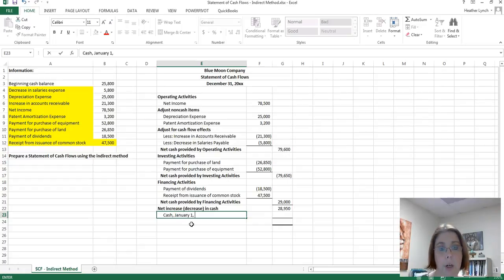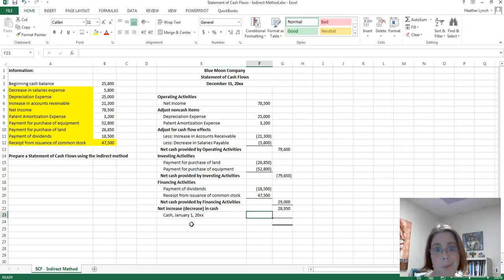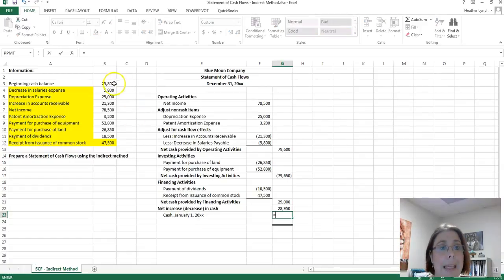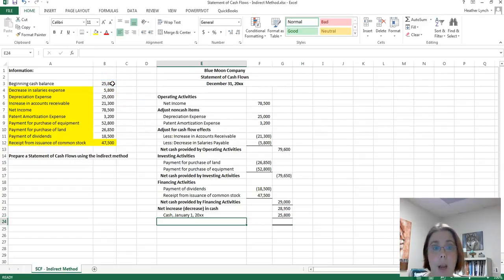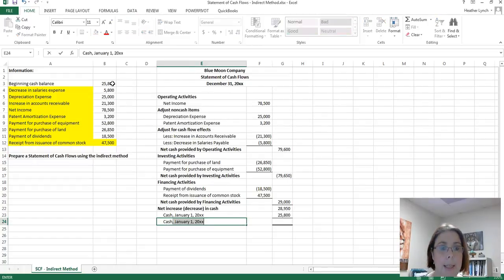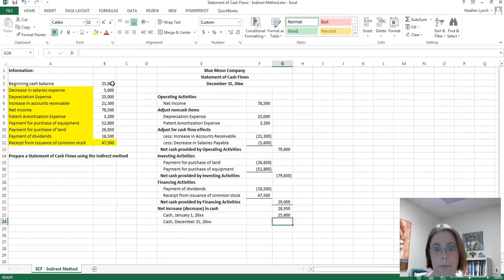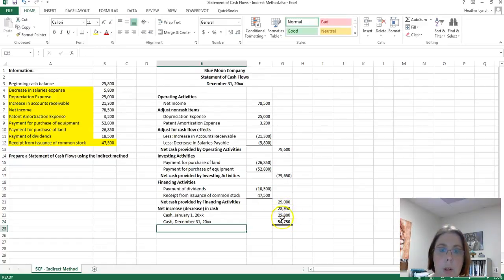January 1st. I just put 20XX because I don't know when we're, I may use this for future. So that is our beginning cash balance of $25,800. What this does is give you cash December 31st, 20XX. We add these together. So we have $54,750 as our cash December 31st, we'll say right now 2016.